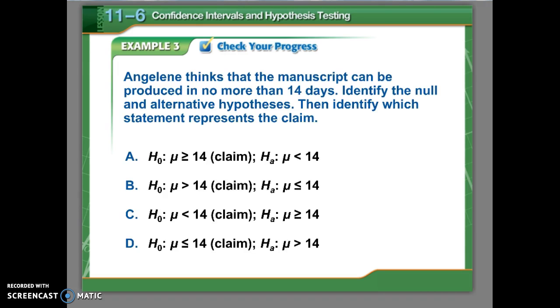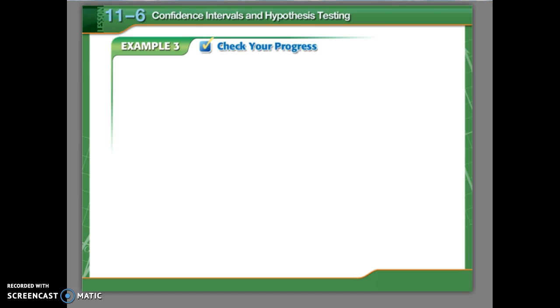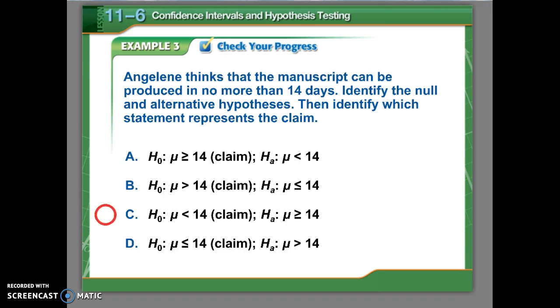All right, check your progress for example 3. Go ahead and pause the video, work out the problem, and when you have your answer, go on to the next slide. Here, our answer for check your progress number 3 is choice D. The null hypothesis is that the mean is less than or equal to 14. That's how you say no more than. And the alternative hypothesis is that the mean is greater than 14.